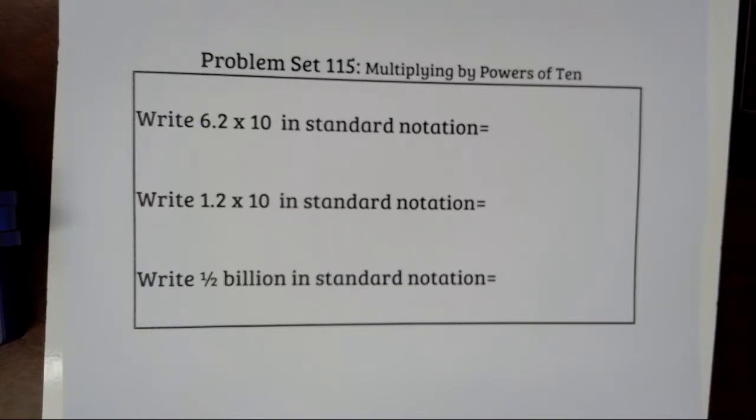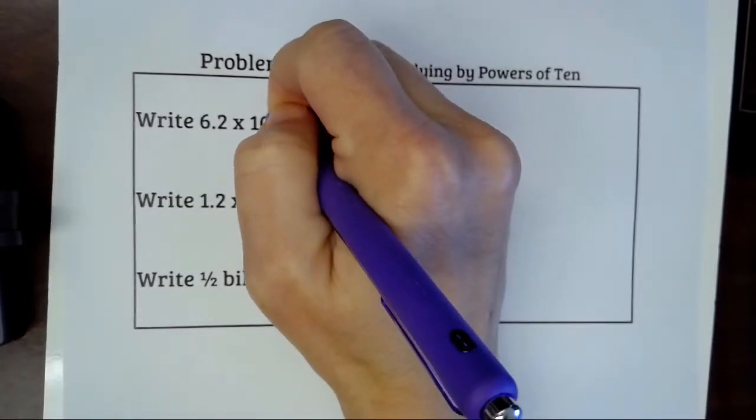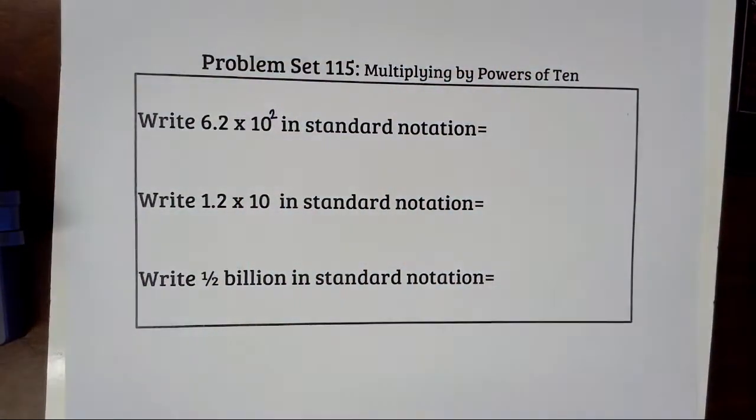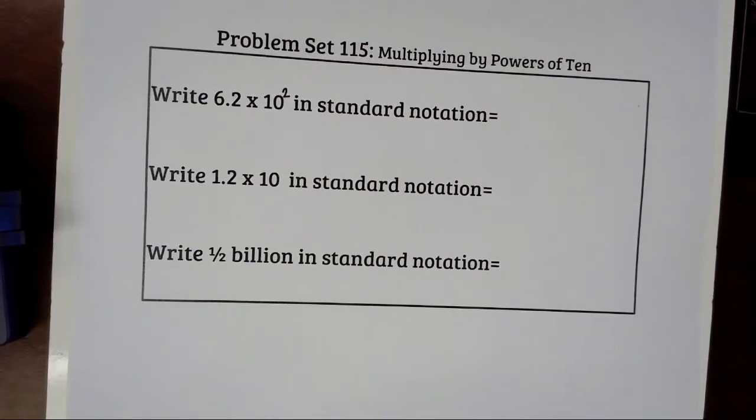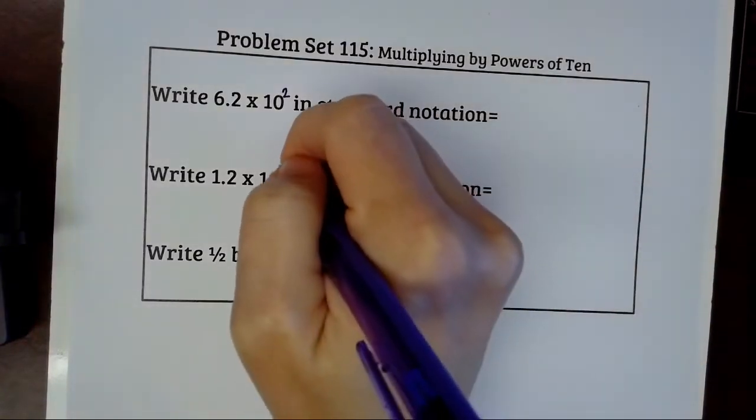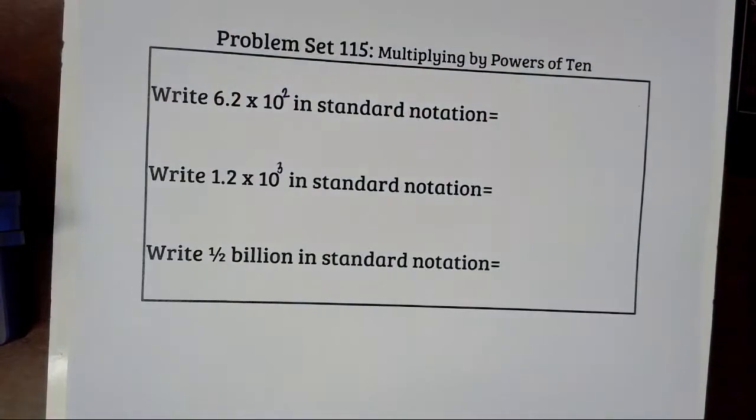Now, what I want you to do right now is take your pencil and add a square to this 10. You know, I can't do that on my computer. And then we're going to add 1.2 times 10 to the third. Okay, just go and add those little exponents, the 2 and the 3 right there.